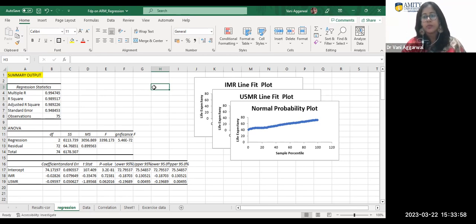Okay, this is the working part, the calculation part. Now the important part is interpretation. Okay, how do you interpret your data?